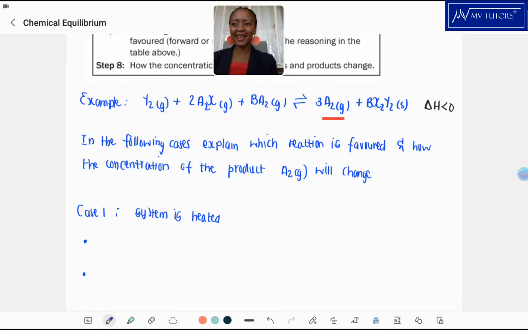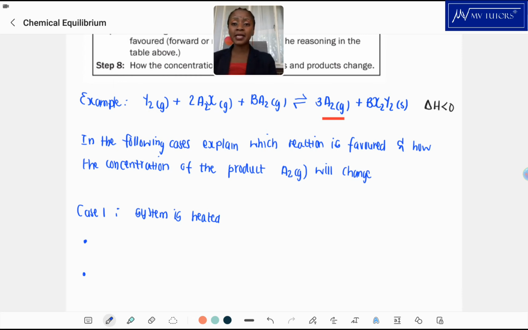Alrighty, welcome back. So the example we're going to look at, we have the following reactants. We have Y2, which is a gas. Then we have 2A2X, which is a gas. Not everything is a gas, but all the reactants are gases. And then we have BA2. On the product side, we have 3A2 as well as BX2Y2, which is a solid.